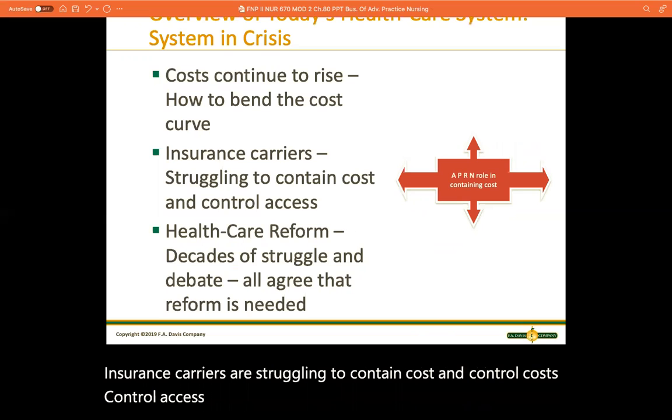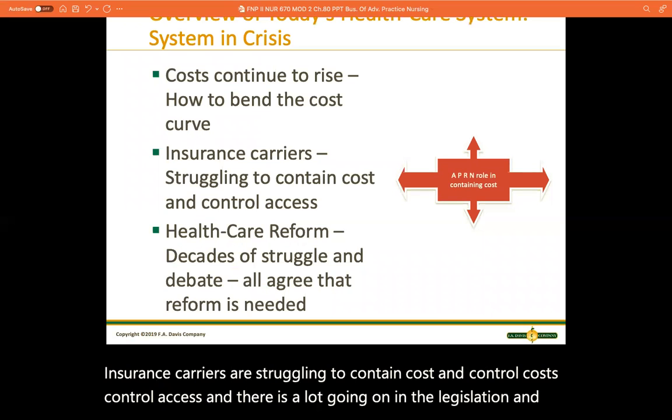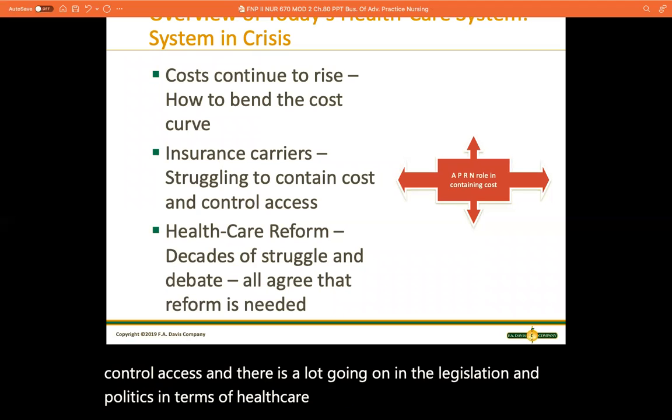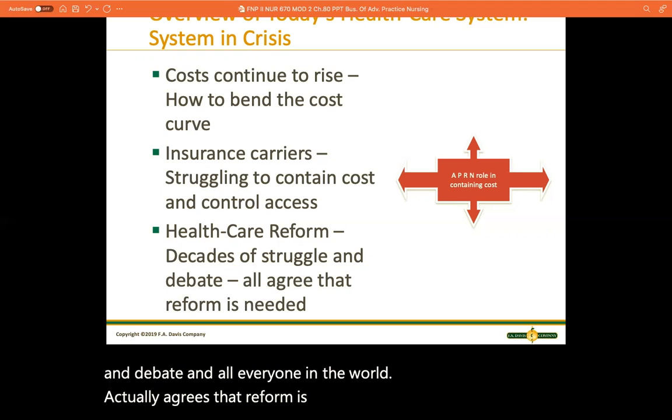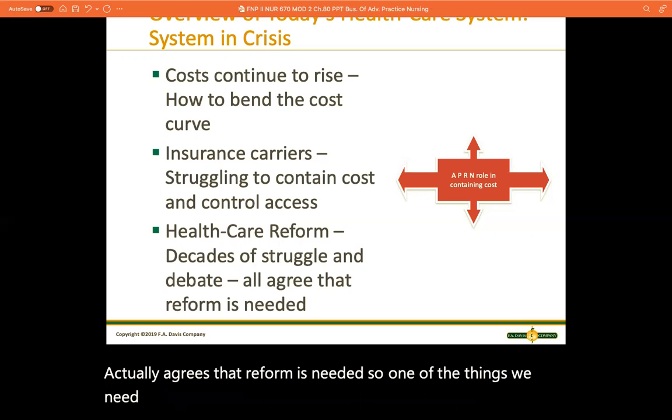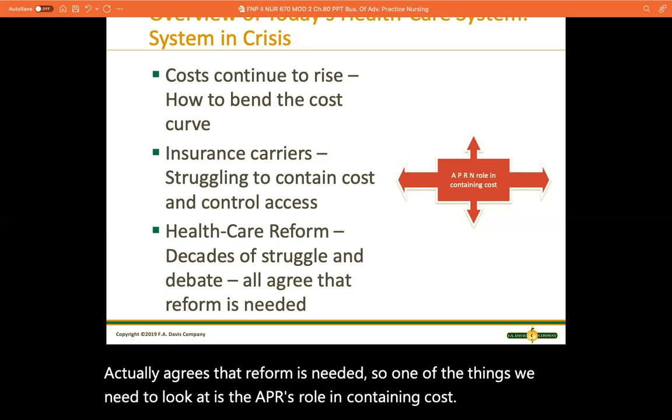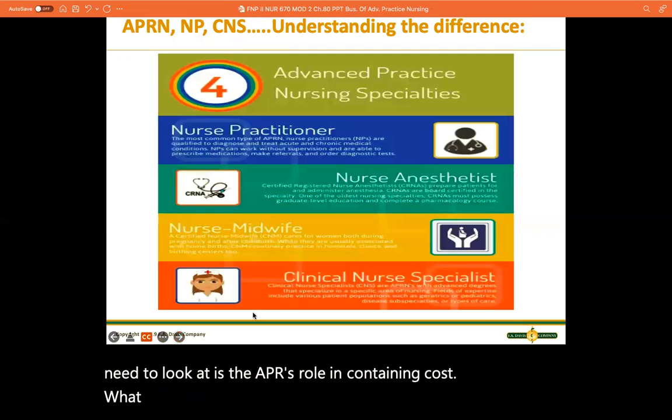And there is a lot going on in legislation and politics in terms of healthcare reform. We are at decades of struggle and debate, and everyone obviously agrees that reform is needed. So one of the things we need to look at is the APRN's role in containing cost. What is our role?